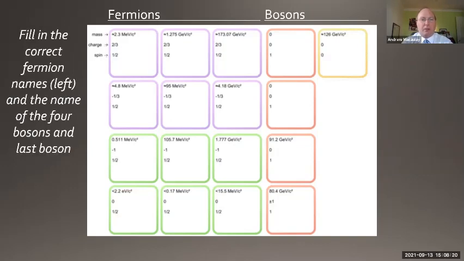So all the purple boxes have 1/2. All the green boxes have 1/2. All the orange boxes have 1, and the yellow box, the Higgs boson, has a spin of 0.